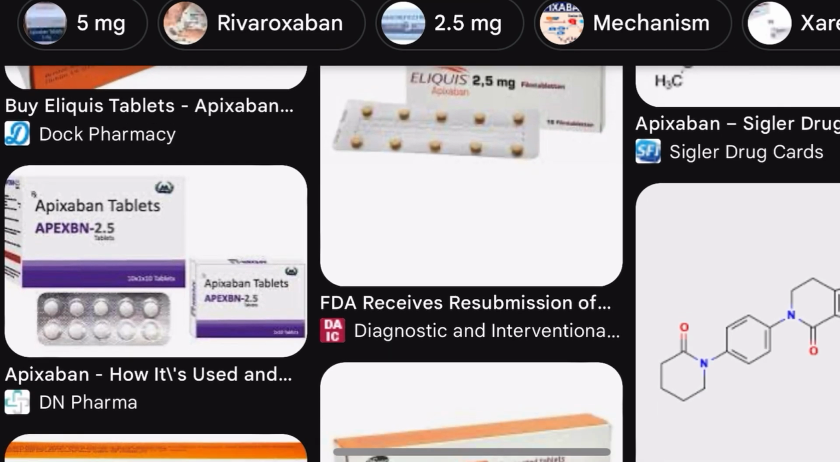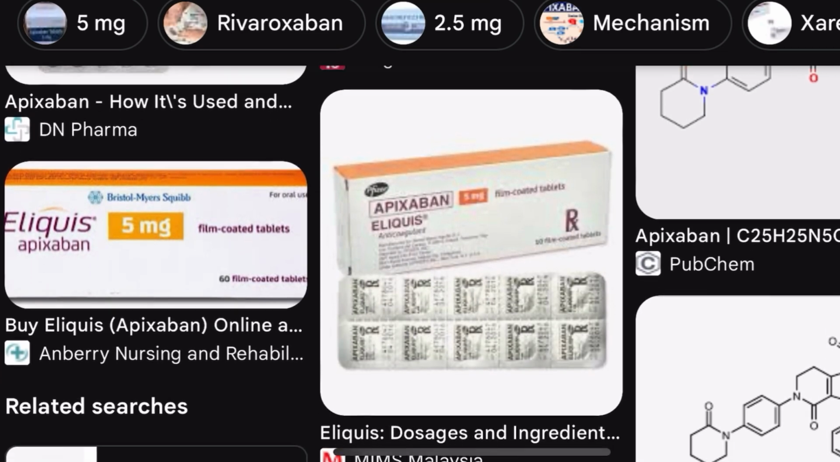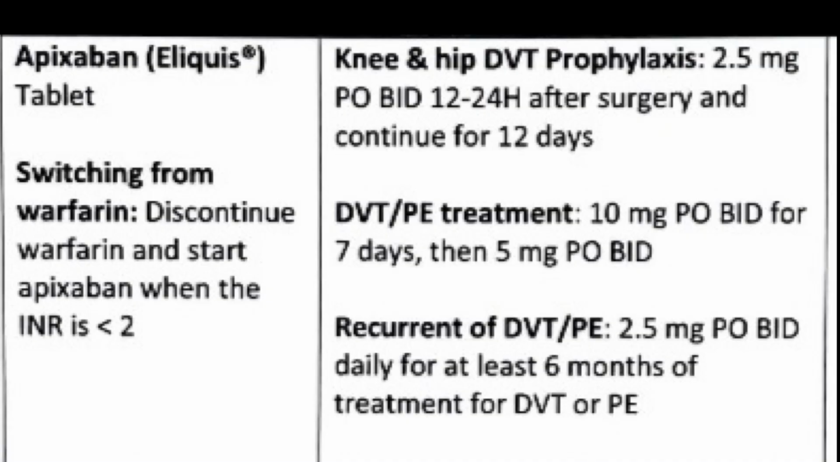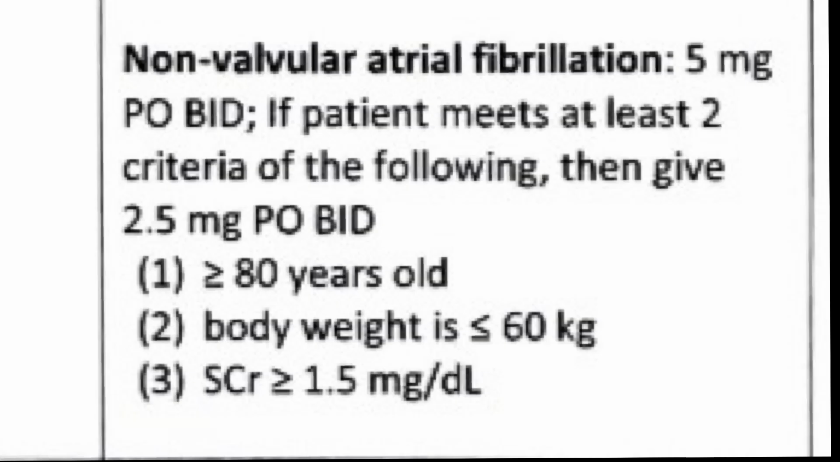We have apixaban, Eliquis, 2.5 milligrams twice a day, starting 12 to 24 hours after surgery for 12 days. It's for a knee or hip replacement, prophylaxis DVT dosing. 10 milligrams twice a day for 7 days, and then 5 milligrams twice a day is going to be treatment for an actual DVT or PE. 2.5 milligrams twice a day for at least 6 months is going to be for recurrent DVTs and PE treatment.